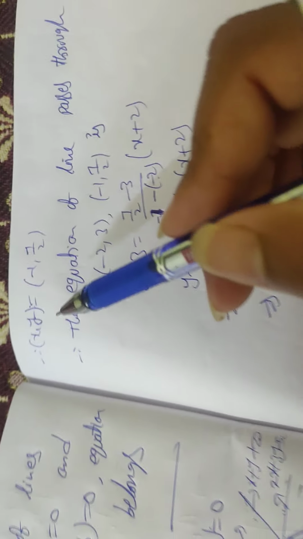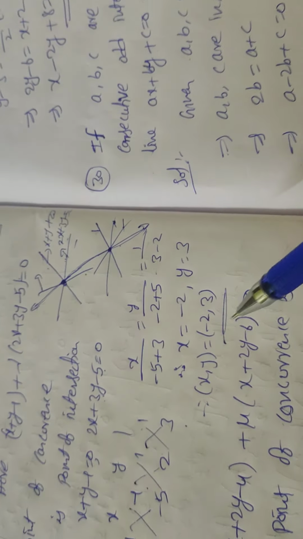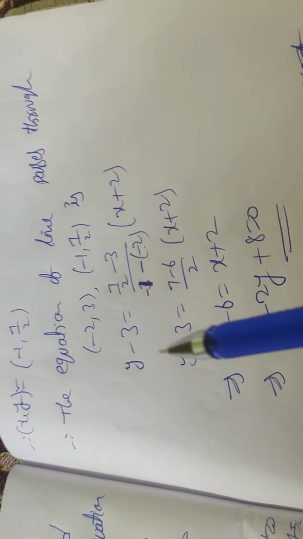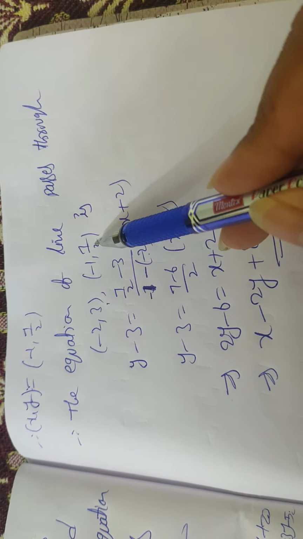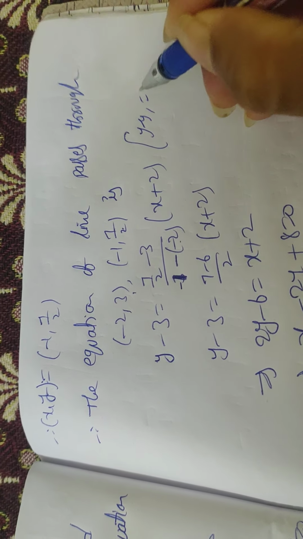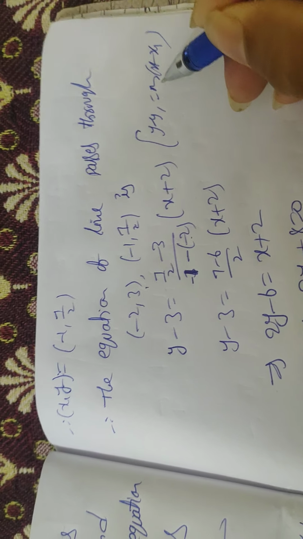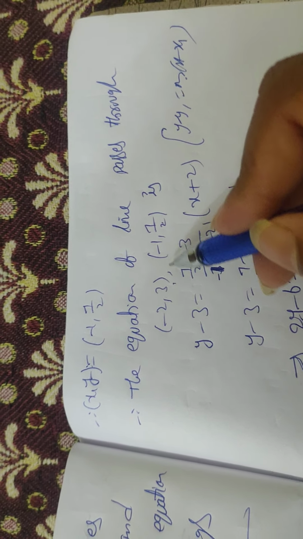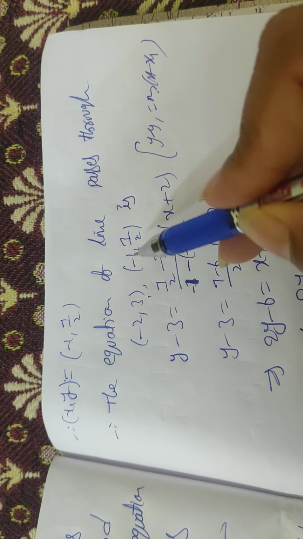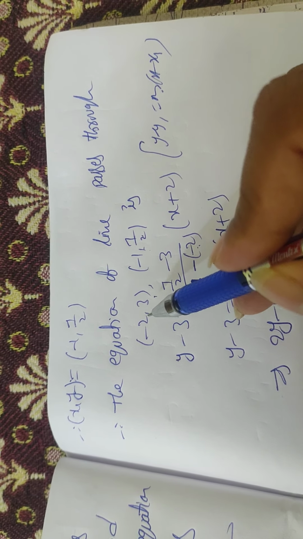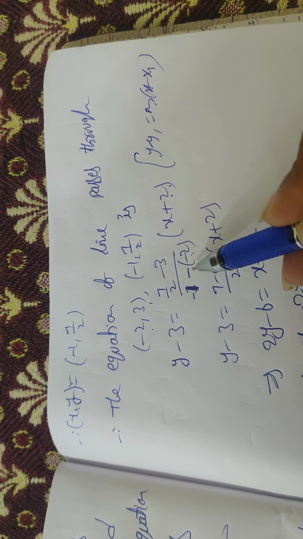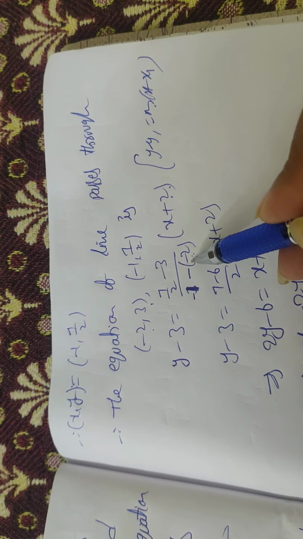So now find the straight line passing through (-2, 3) and (-1, 7/2), using the point-slope form: y - y1 = m(x - x1). Here m is the slope of the line passing through these 2 points. So y - 3 = [(7/2 - 3)/(-1 - (-2))](x - (-2)), that is x + 2. And -1 - (-2) means -1 + 2, which gives 1.